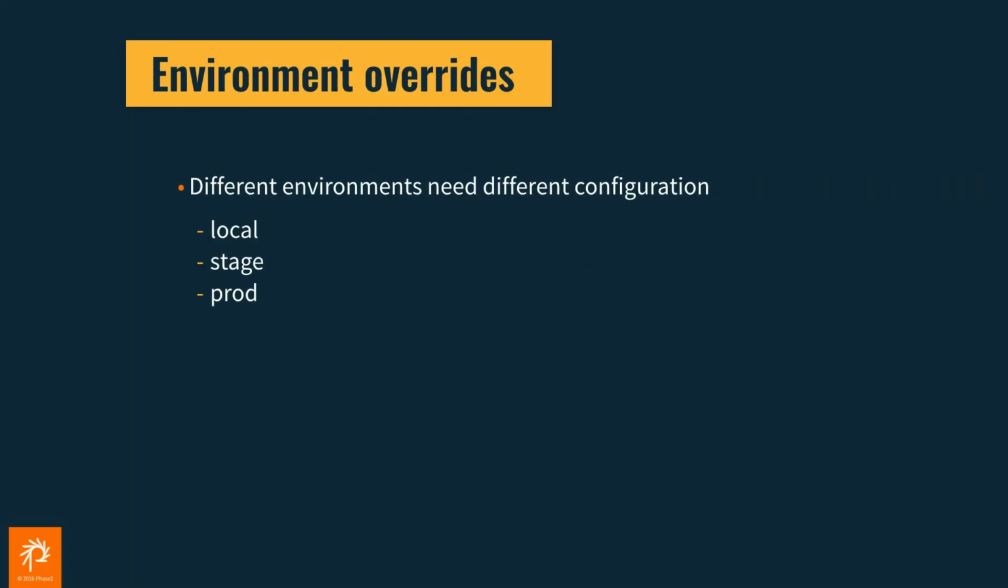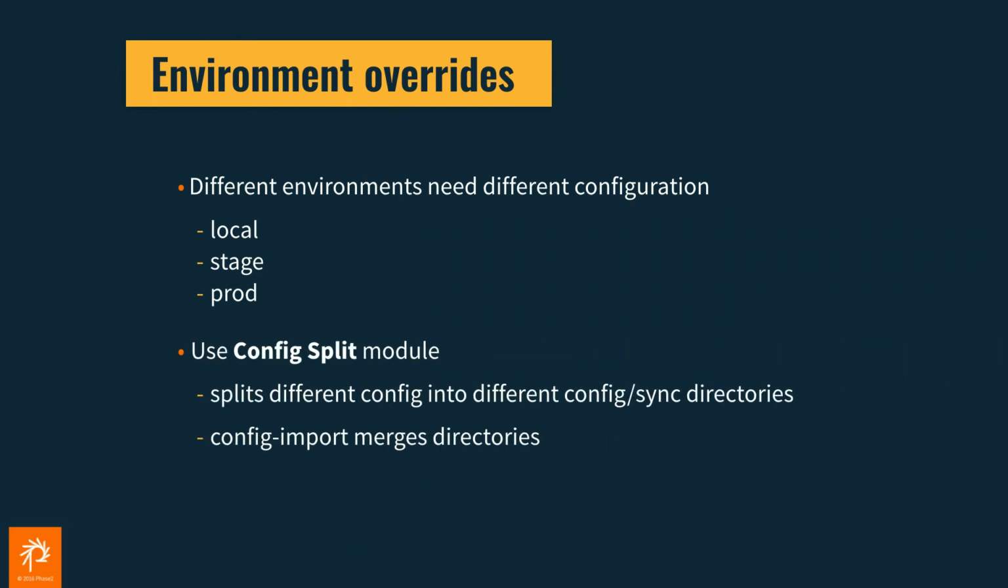So what's the solution now for this? You've got your different environments like local, stage, prod, QA, however many environments you have. There's a new, or newish, module called config split. It's getting a lot of attention and a lot of use. I like it a lot. Go take a look at it. What it does is it lets you split configuration into different directories. And then when you do the config import command, it will merge those directories together to do the import.